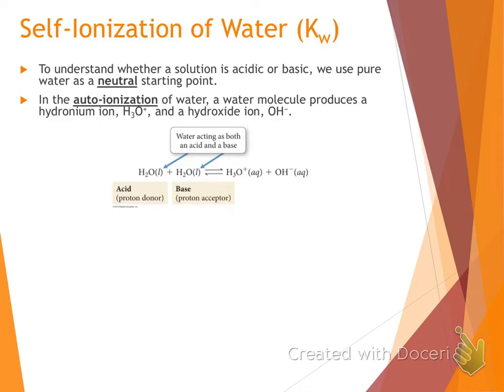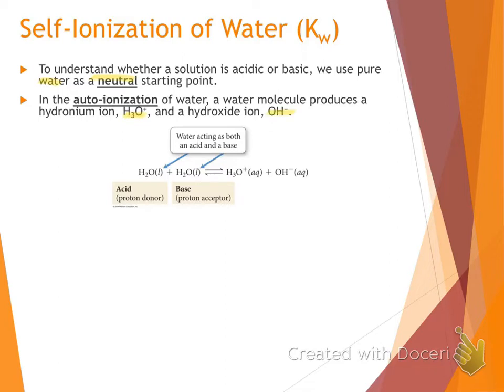So to start off, let's look at Kw. Kw is our equilibrium constant describing the self-ionization of water. Well, to determine if something is acidic or basic, we first have to have a neutral starting point. That neutral starting point is water. The reason water is neutral is because as it self-ionizes, it produces one hydronium ion and one hydroxide ion.